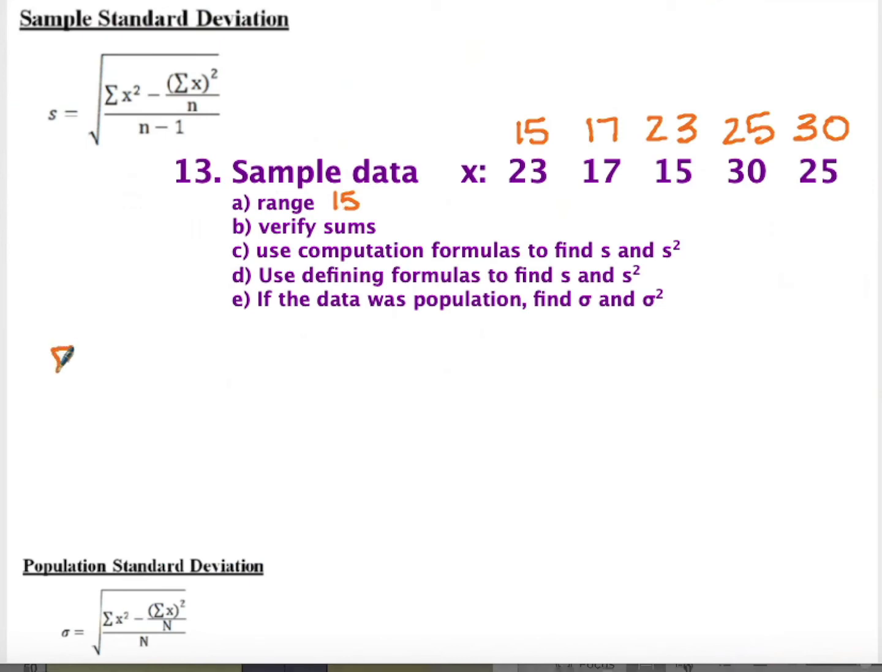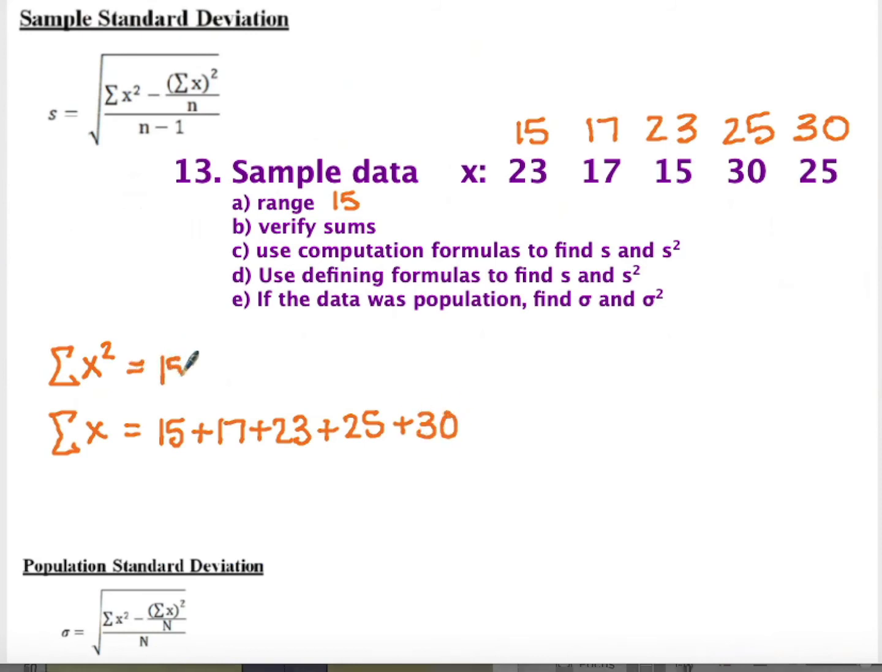For part B, it asked us to verify the sums. We were supposed to verify the sum of x squared and the sum of x. The sum of x, we're pretty familiar with that. That's just where we add up all the data values. But the sum of x squared is where we add up the squares of all of those values. So when it asked us to verify, we were just checking their numbers that they gave us from the book.